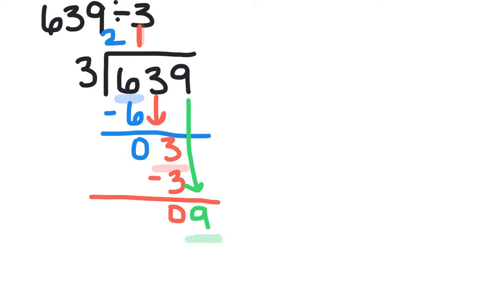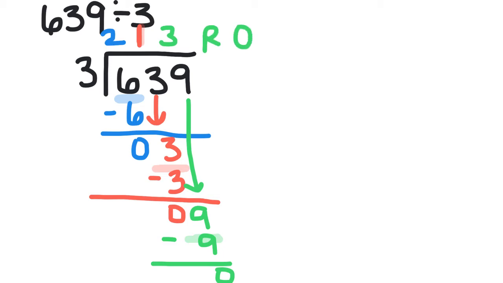Now we're going to ask ourselves, how many times does 3 fit into 9? I can fit 3 3s into 9. 3 3s is equal to 9. So I will subtract and get 0. So in this case, my answer is 213 with a remainder of 0.